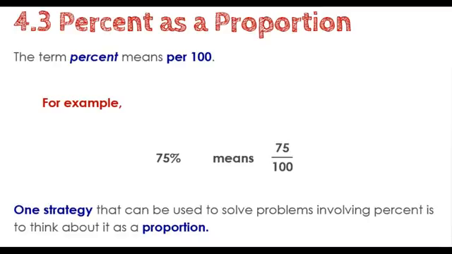One strategy that we can use to solve problems where percents are involved is by thinking of it as a proportion. Right? So let's start with some basics about percent. Whenever you see the term percent, that really just means out of or per 100. What do I mean by that? Well, if I say 75%, what I really mean is 75 out of 100. And notice this is a ratio, really. And so I can use that ratio of whatever the percent is to 100 to help me solve problems. Now, of course, there may be other ways that you prefer to solve percent problems, but this is a strategy that can be used effectively.